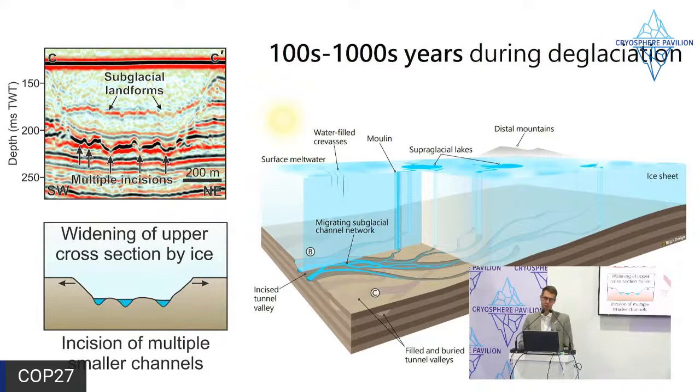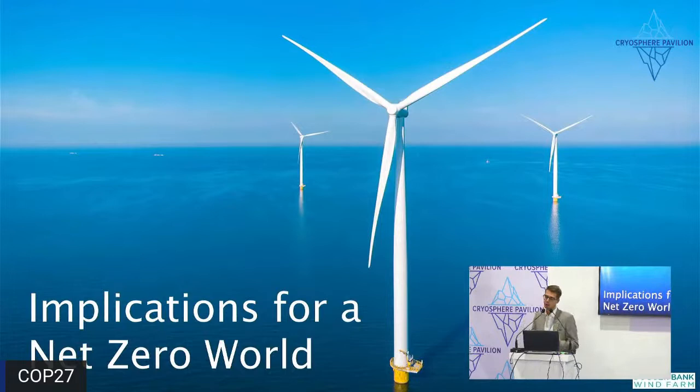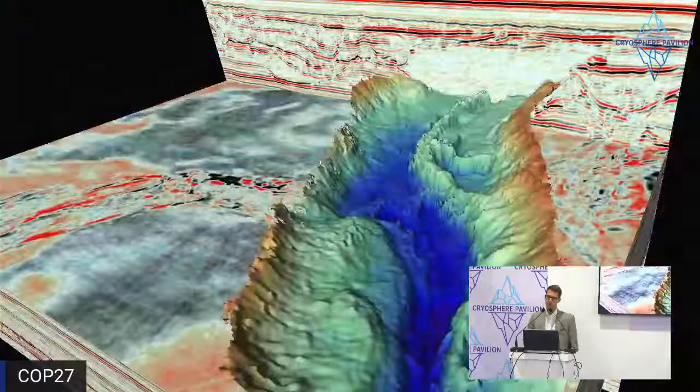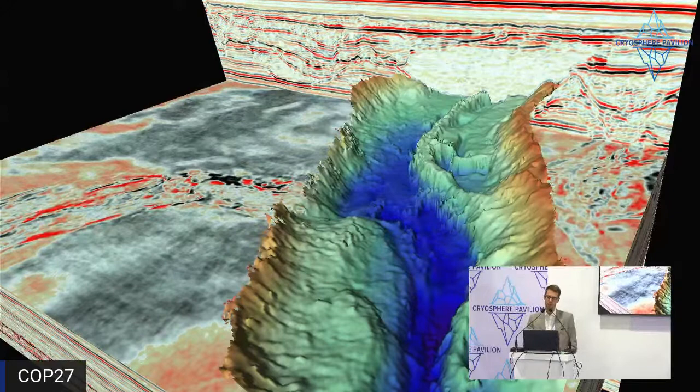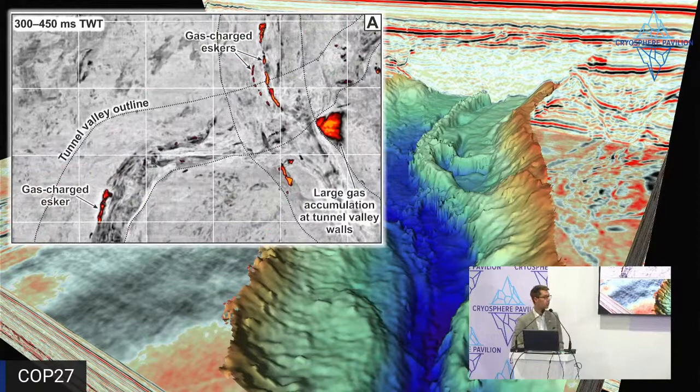Now, these channels are not only important for understanding and improving ice sheet models, but they also have implications for achieving a net zero world and addressing some of the most important issues of our time. So the landforms we found inside these channel valleys under the North Sea seafloor actually contain lots of shallow gas. So in this image on the left here, you can see areas of red showing pockets of gas flowing through these features. And these have quite important implications for achieving net zero.